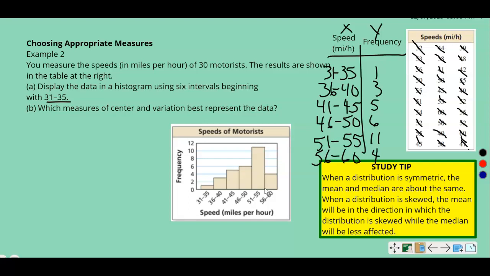Remember, the median is if you list all of these in order from smallest to largest and you choose your middle number. That would be the median, and that would represent the middle of this data the best. All right, so median would be the best. All right, that's all for example 2.